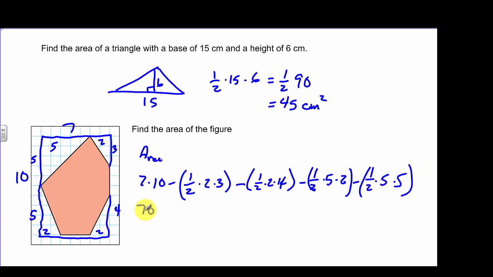So I have 70 minus half of 6, which is 3. That's half of 8, which is 4. It's half of 10, which is 5. And this is half of 25, which is 12.5. And overall, that's going to give me 45.5 units squared, because area is always in square units.